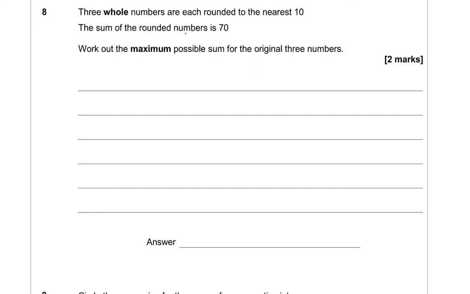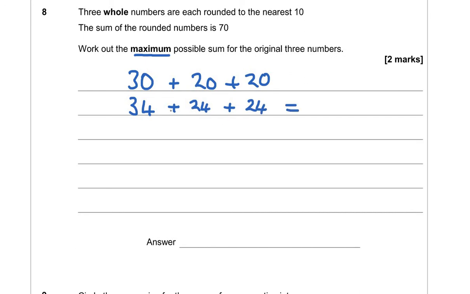Question 8. 3 whole numbers are each rounded to the nearest 10. The sum of the rounded numbers is 70. Okay, so let's have a look at this. Work out the maximum possible sum for the original 3 numbers. So let's have a look at 3 numbers that round to 70. So let's say 30 plus 20 plus 20, say. Right? And because we're looking for the maximum possible, let's assume that these were rounded down. So this would be 34, this would be 24, and 24. And let's add these up. So we're going to get 58, 62, 82. Okay, so that's our first try.